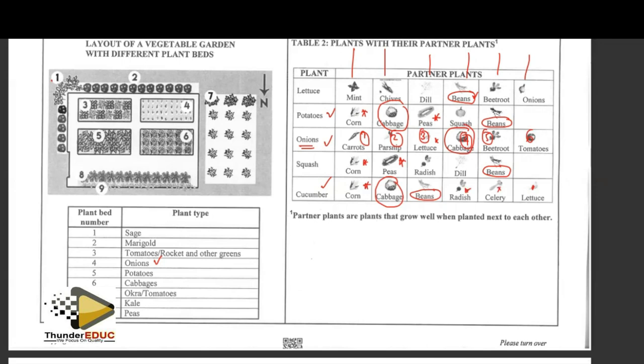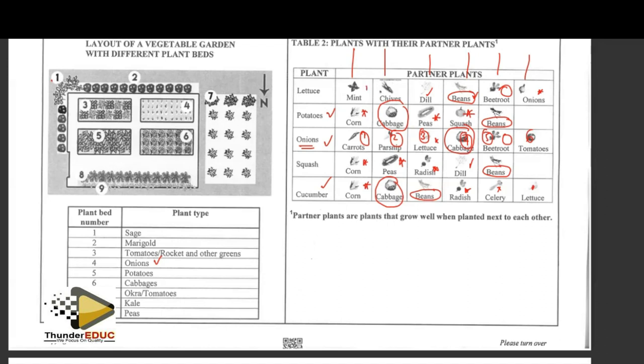Radish, twice. Drill, it's twice. Squash is once. Onion is once. Beetroot, it's twice. You see? Which one appears 4 times? Meat is once.